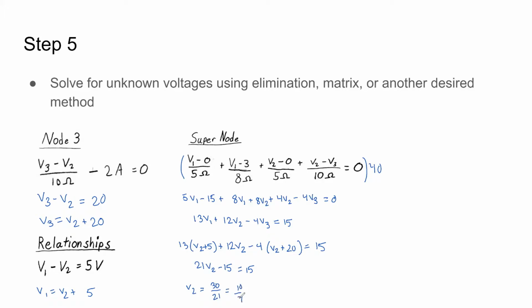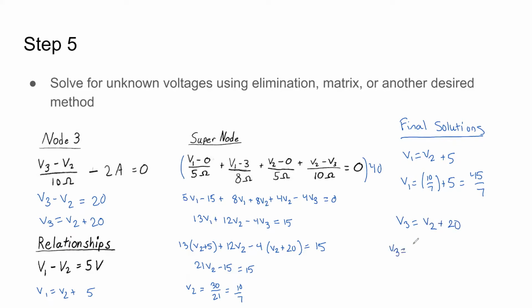We can then plug our value for V2 back into our other 2 formulas to get V1, which is equal to 10 over 7 plus 5, which is equal to 45 over 7. And V3, which is equal to 10 over 7 plus 20, which is equal to 150 over 7. Therefore, we have solved for V1, V2, and V3.